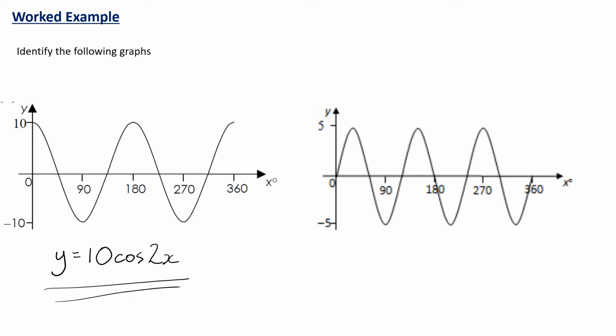Let's have a look at this one on the right. It's going up to 5 and down to -5. So this is going to be y equals 5 sine. How many revolutions are there in 360? 1, 2, there are 3 revolutions. So this is the graph of 5 sine 3x degrees.